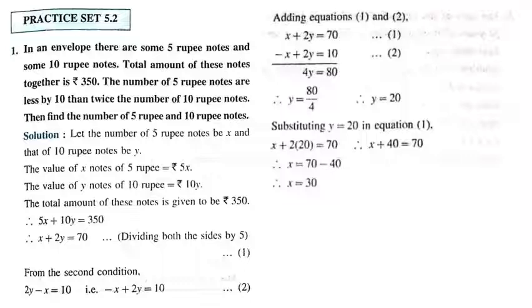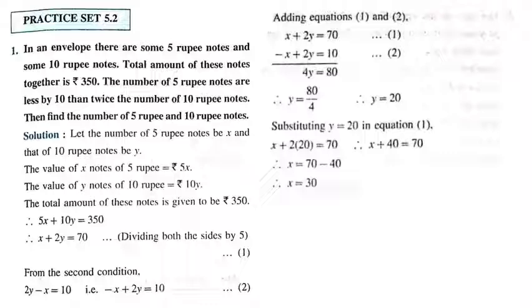Therefore x is equal to, variable on one side, numbers on the other side. Plus 40 will shift onto the other side and become minus 40. So x is equal to 70 minus 40, and 70 minus 40 is 30. Therefore the value of x is 30. Now we have both the values, x as 30 and y as 20. If you have to verify, substitute the value of x as 30 and y as 20, and you should get LHS equal to RHS. Only then would our derivation of the equations and the solution steps be right.